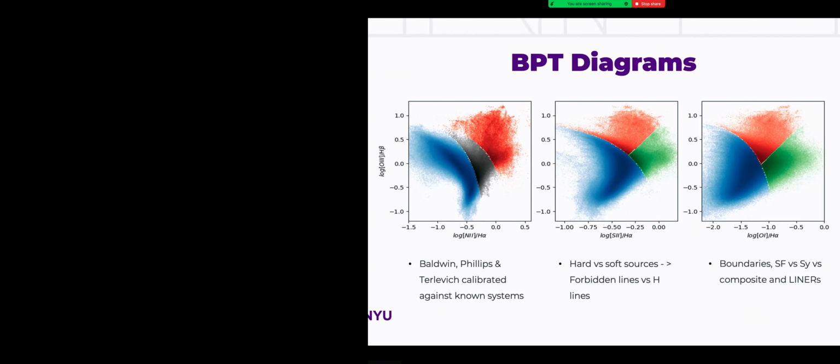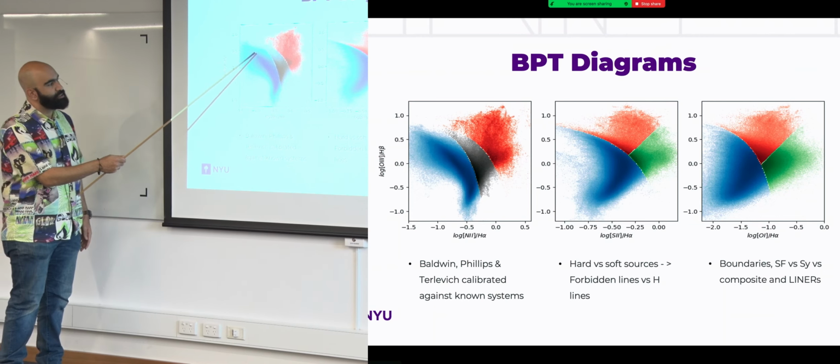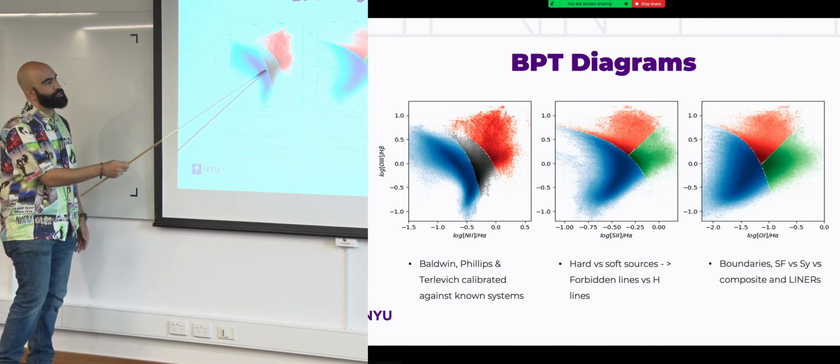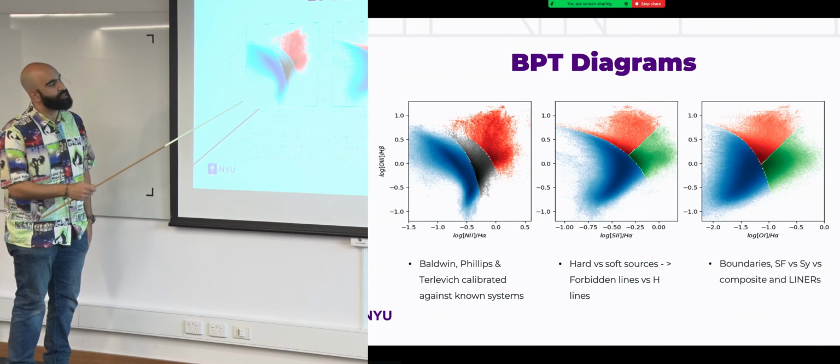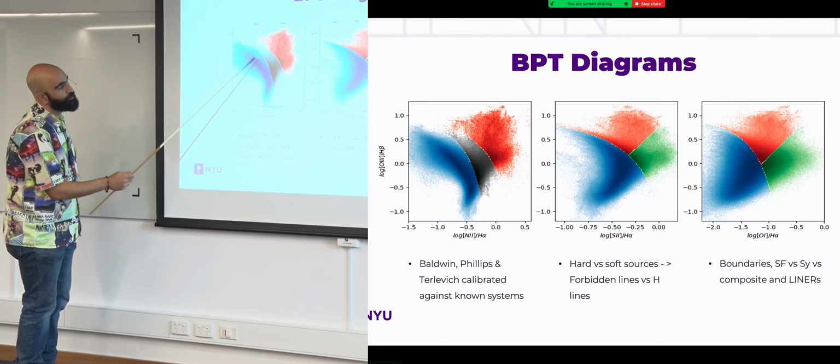For example, I'm just going to explain this one diagram here, which is the most important diagram people use. As you can see, there are two wings of this, like this is a population of hundreds of thousands of galaxies. As you can see, there's a wing, and there's another wing coming out here.